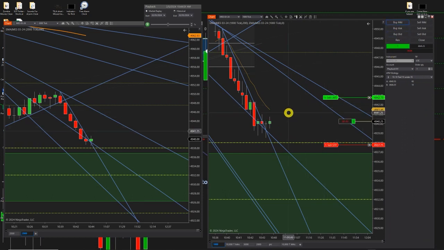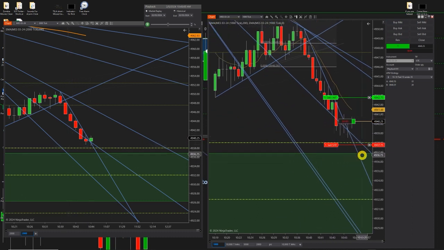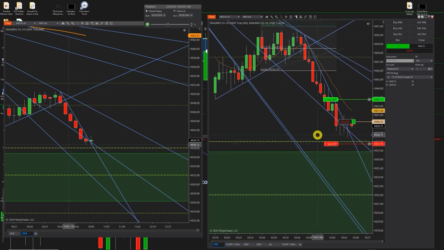Order filled. So what I did is I'm just going to give it a try, and I've got my stop underneath the 50% level, underneath the two trend lines again.